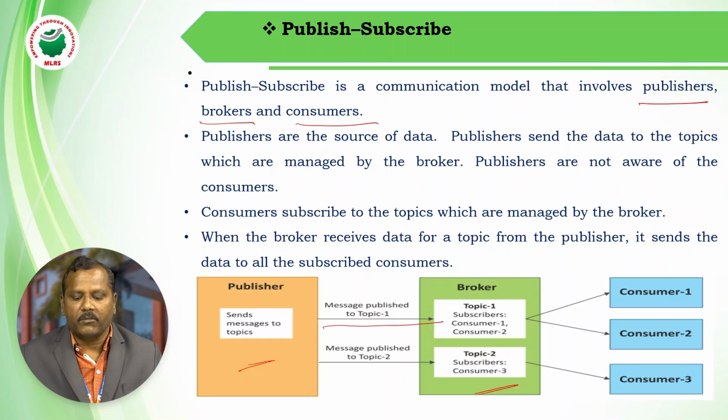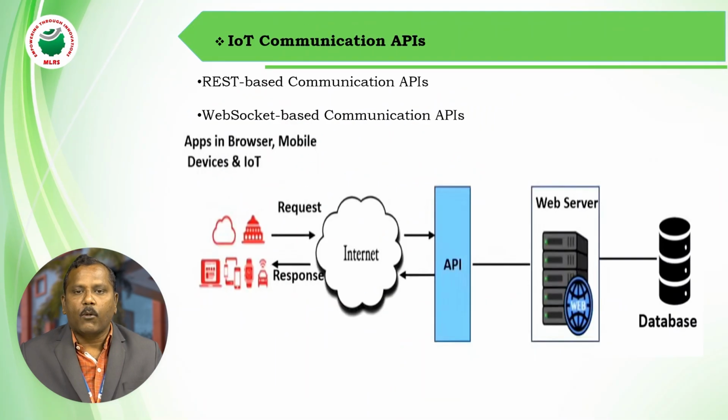Next one is the IoT communication APIs. API means application programming interface. Here IoT communication APIs are of 2 types: REST-based communication API and WebSocket-based communication API. This is the simple diagram of the communication APIs.